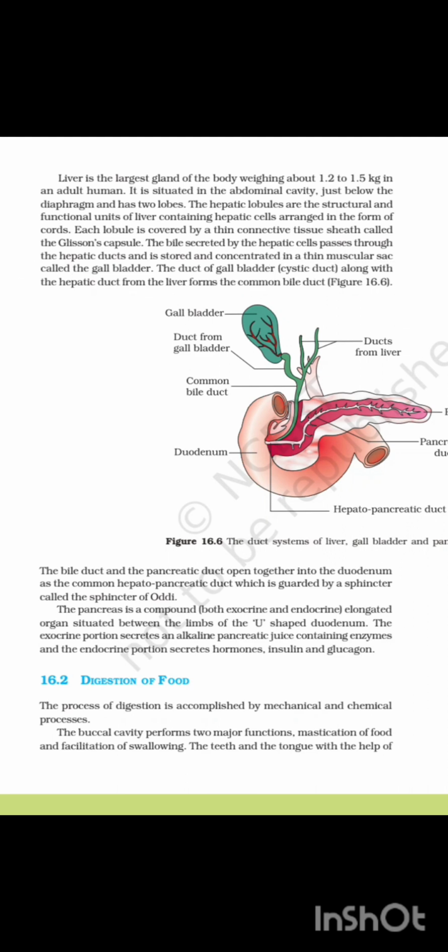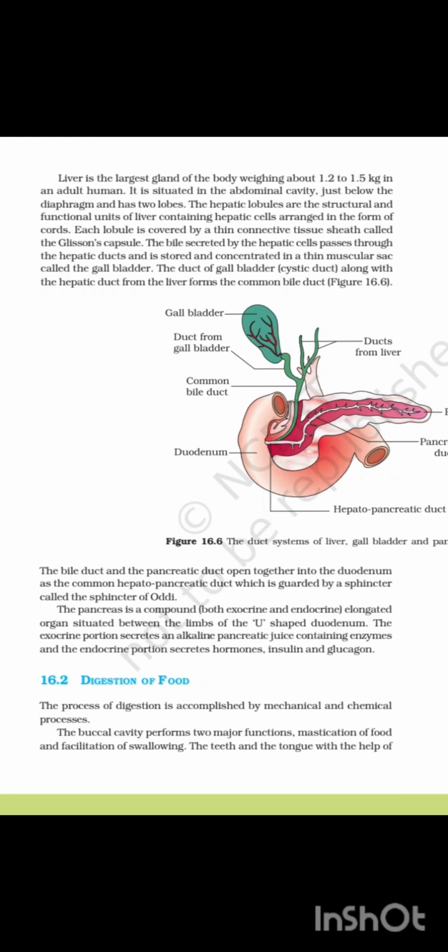The duct of the gallbladder, the cystic duct, along with the hepatic duct from the liver, forms the common bile duct (figure 16.6). The bile duct and the pancreatic duct open together into the duodenum as the common hepatopancreatic duct, which is guarded by a sphincter called the sphincter of Oddi.